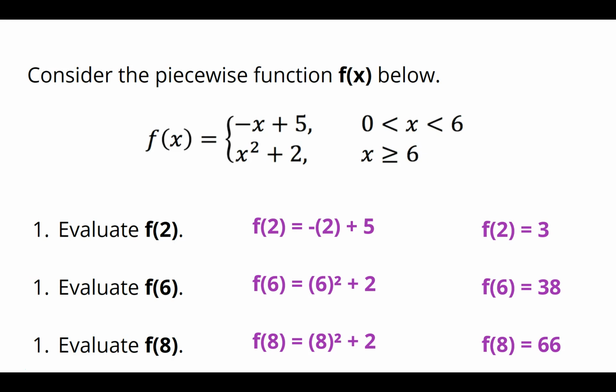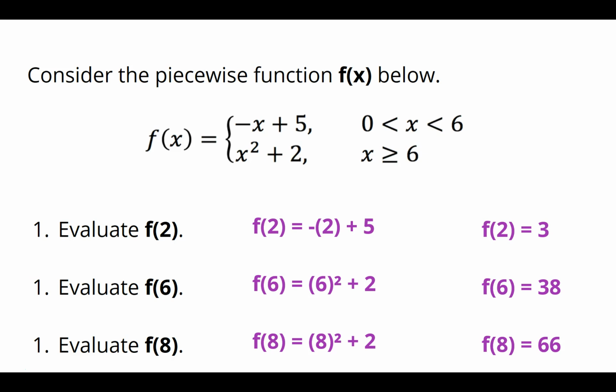F of 6, by the way. It was special. How was it special? Because it was on both, right? But it only plugs into the first one. That actually shows you where the parabola is going to start. So if I were to graph the start of my parabola, it would be at the point (6, 38). That's where the parabola starts. To figure out where the line ends, you could plug in 6. So the line is going to stop at negative 6 plus 5, which is negative 1.